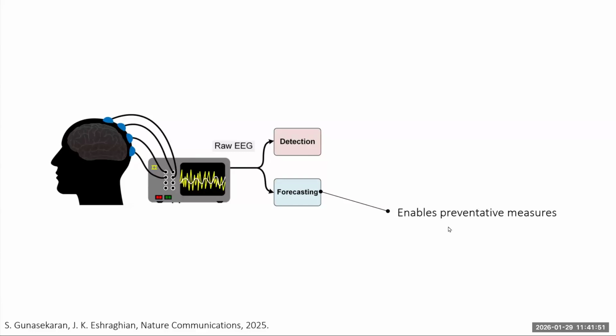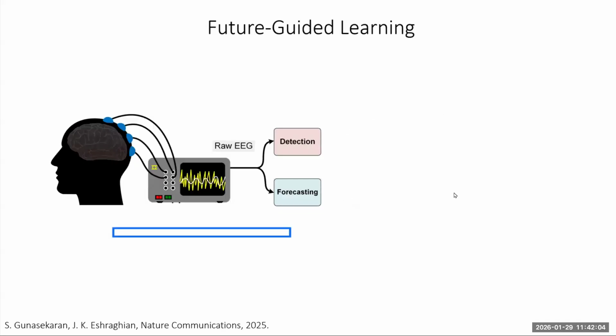But forecasting is really useful because if you can tell something in advance, it's going to enable preventative measures, right? But it's difficult. Whereas with detection, you could argue that, as far as time horizons go, it's as good as it gets. So we recently published this new learning technique, future-guided learning, in Nature Comms. My undergraduate student started working on this in her second year of her undergrad, and then recently got it into Nature Comms, which is pretty awesome.